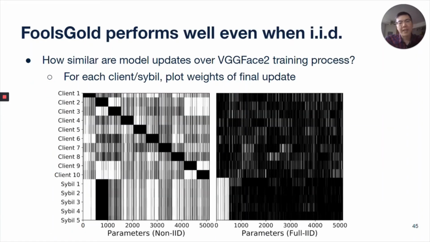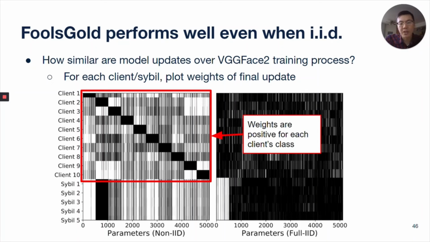One might ask us that because we assumed the non-IID data setting, how much we rely on it when using FoolsGold to detect whether a client is malicious or not. For this, we perform another experiment where we measure and track the total model update over a VGG Phase 2 training process. For each client or sybil in the system, each row pertains to the weights of their final update summed over an entire training process.